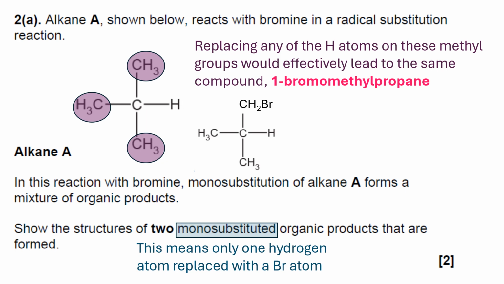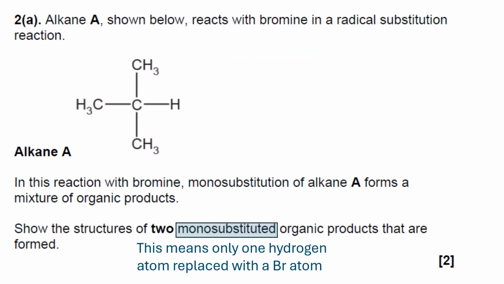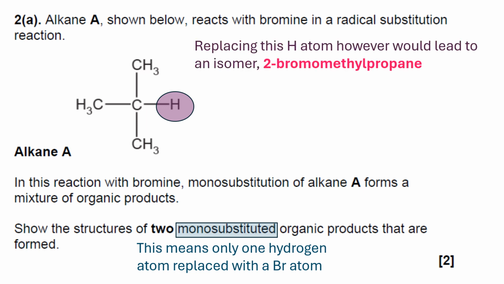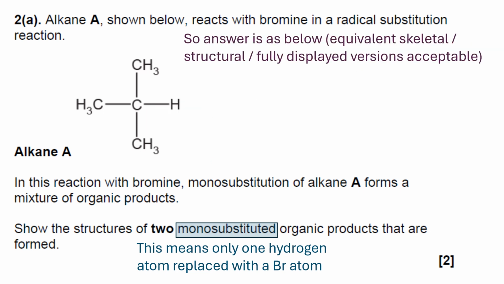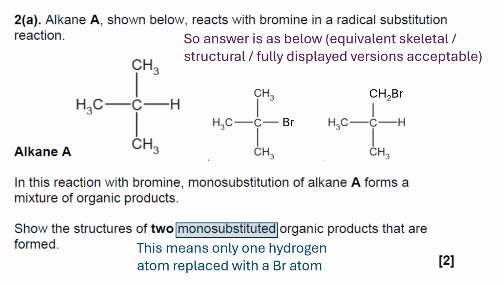So it doesn't matter where the bromine is, whether it's on the top methyl, the left-hand side one, or the bottom one, it's still going to be 1-bromomethylpropane. If we were to replace the hydrogen on its own, for example, that would lead to 2-bromomethylpropane. So what they want is those 2 isomers, like that.